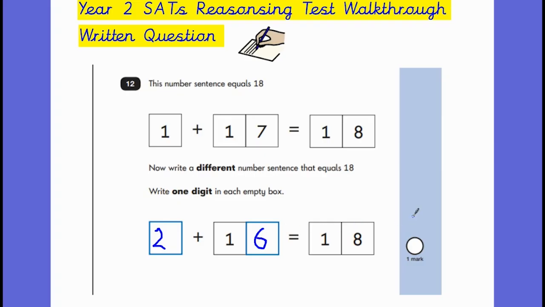Another option they could have had is 4 add 14 makes 18. 3 add 15 makes 18. 5 add 13. 6 add 12. So actually, we're practicing our number bonds up to 18 here. But there are lots of different ways they can do it. It's just about them choosing the correct way.